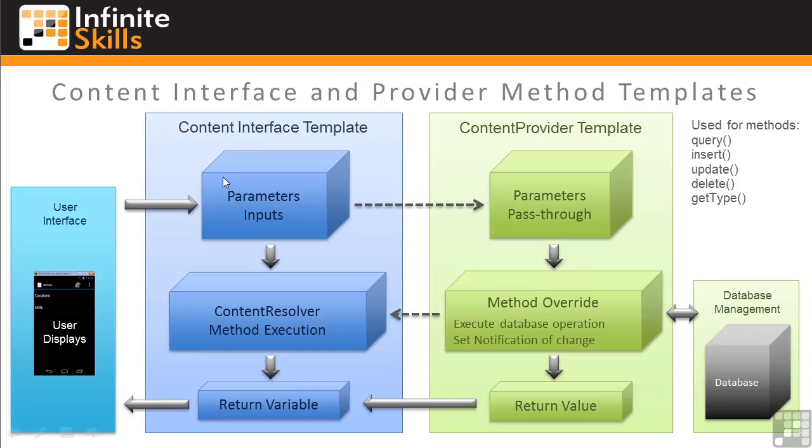The content interface is collecting inputs from the user interface to create parameters for method execution, and the return value it sets up can be sent back to the user interface. On the content provider side, notice that the methods are overriding the methods in the content interface, which are actually content resolver methods. The parameters used by the content provider methods are passed through from the content interface. The net effect of all this is the execution of methods accessing the database. This should all start to make more sense as we look at the code, so let's get started.